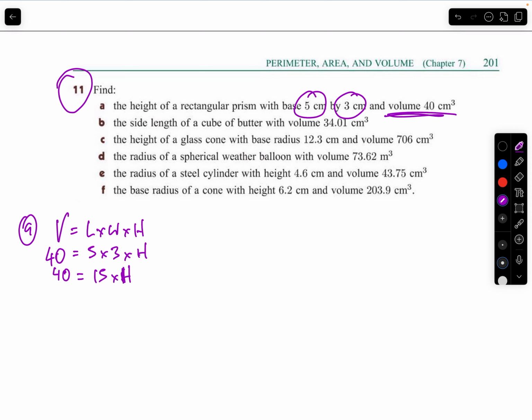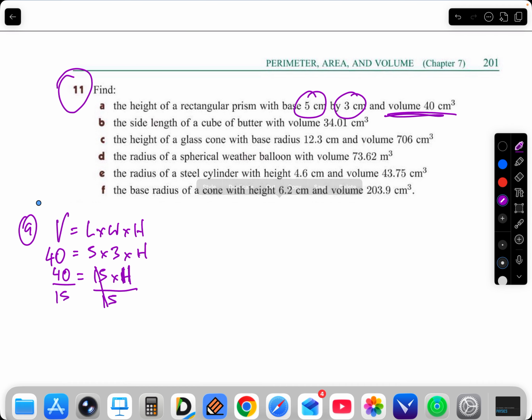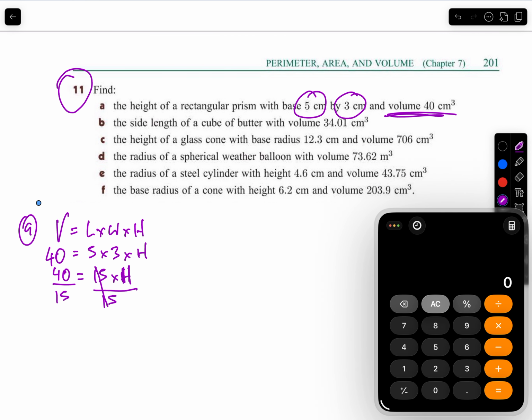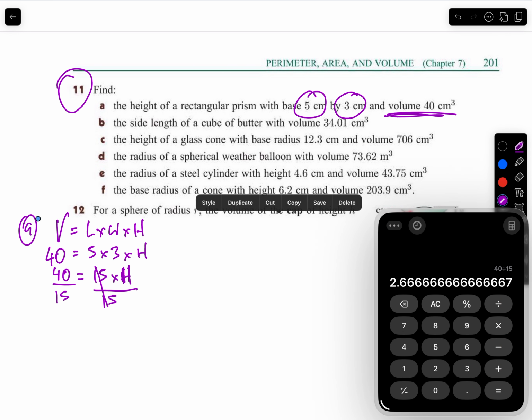H is the height. We need to get that by itself. So to get that by itself, we need to remove this times by 15. The opposite of times by 15 is divide both sides by 15. So calculator, where is the calculator? 40 divided by 15, so the height is going to be 2.67.